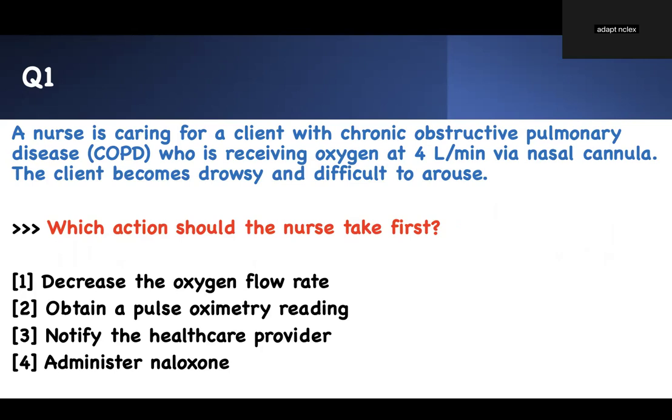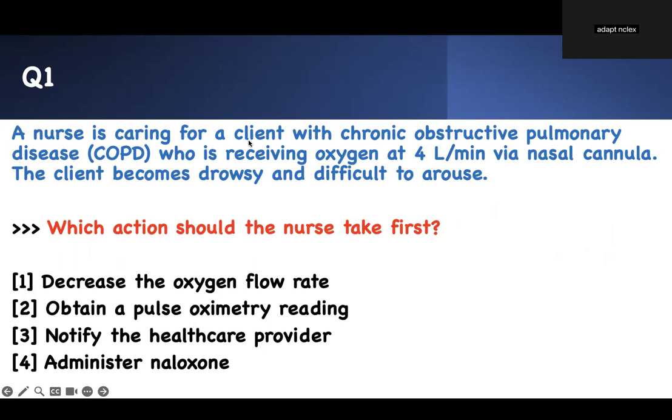Decrease the oxygen flow, obtain pulse oximetry reading, notify the health care provider, and administer naloxone. I will give you 10 seconds. Think about the answer and put down your answer in the comments. And then we will talk about it. We'll break down the answer choices. What do you think? Have you thought about an answer? Which one did you pick?